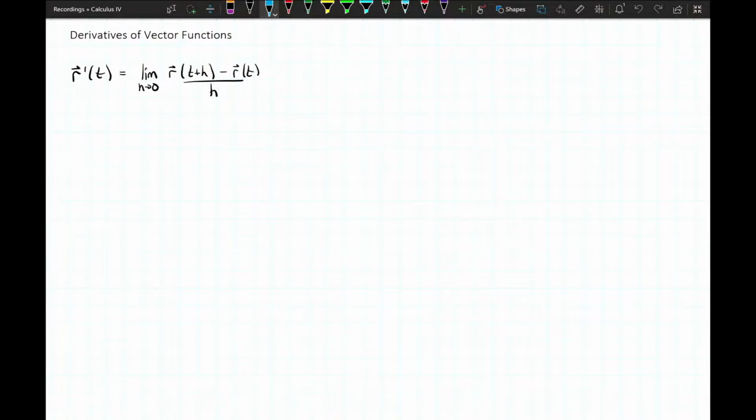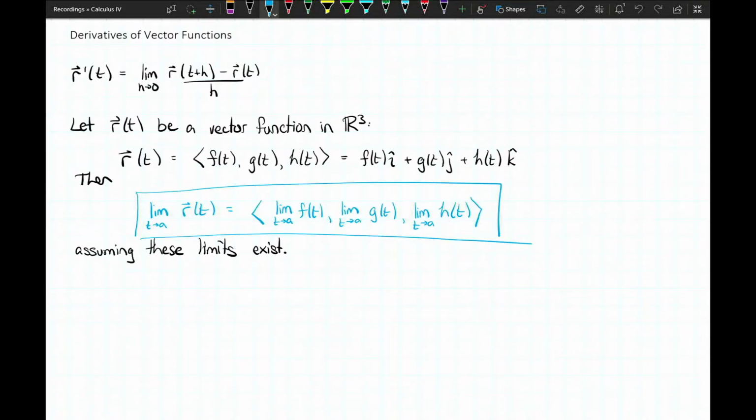We could say r prime of t would simply be the limit as h approaches 0 of r of t plus h minus r of t all over h. But then we might want to think about, what does a limit mean for a vector valued function? Well, let's start with an example in three-dimensional space, so that the function r of t could be component-wise f of t, g of t, h of t, which we could either express in triangle brackets with commas, or we could express in terms of our three unit vectors i, j, and k.